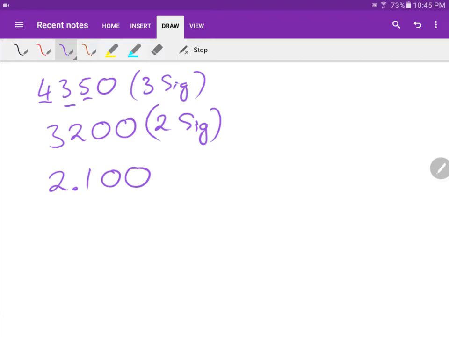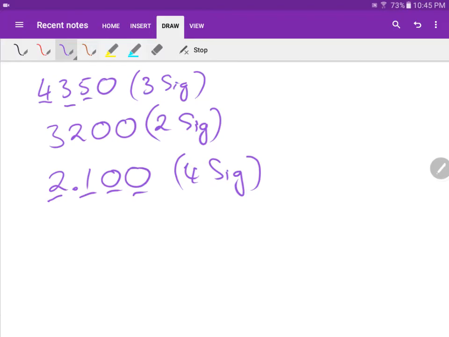2.100. How many significant figures is this? Yes, 4 significant figures, because remember, this is from rule number 4. A 0 at the end of a number that has a decimal point is also significant. So you go like this: 1, 2, 3, 4. So 4 significant figures.